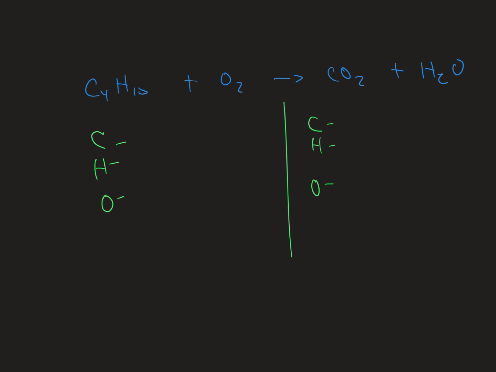Okay, we have 4 carbons on the left. How many on the right? 1. So what do we do? Both sides have to be the same. So how do we get 4 on the right? We just put a 4 right here. This says we have 4 carbon dioxides, and in one carbon dioxide there's 1 carbon. That means we have 4 carbons.